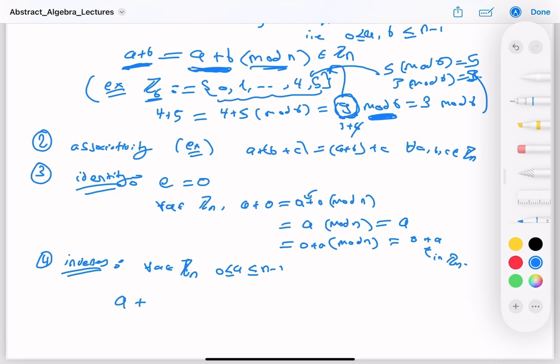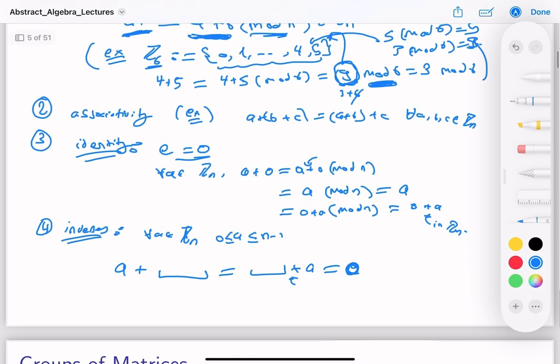So we want an element which, when we add it to a from either side, we get the identity. But what's the identity here? Well, the identity is 0, so we want to get 0, right? And remember, this addition is happening modulo n, which means you're going to add the numbers as integers and then reduce them modulo n. So what element would you choose so that you get 0? You might think, let us try the obvious, let us try minus a.